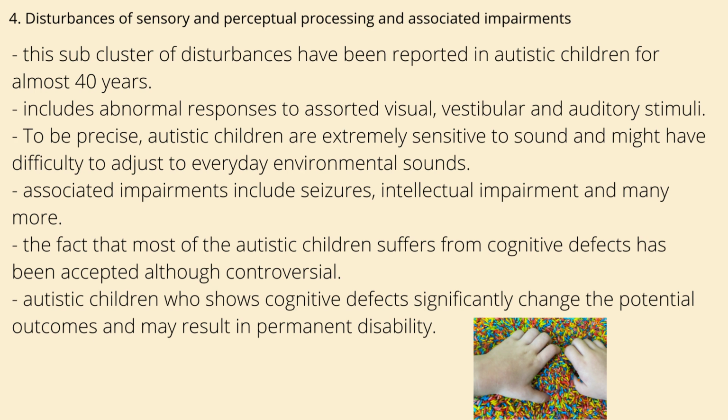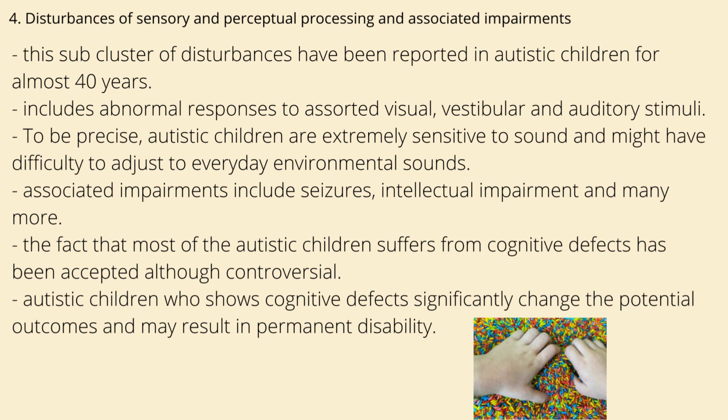And the last and final disturbance is sensory and perceptual processing and associated impairments. These subclusters have been reported in autistic children for almost 40 years, which includes abnormal response to assorted visual, vestibular, and auditory stimuli. To be precise, autistic children are extremely sensitive to sound and might have difficulty adjusting to everyday sounds. Associated impairments include seizures, intellectual impairment, and many more.